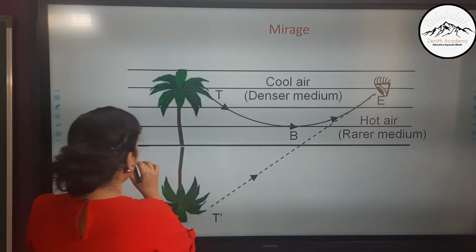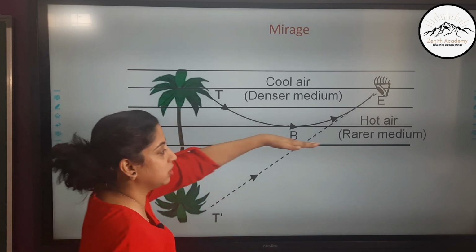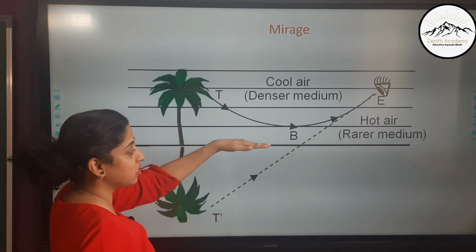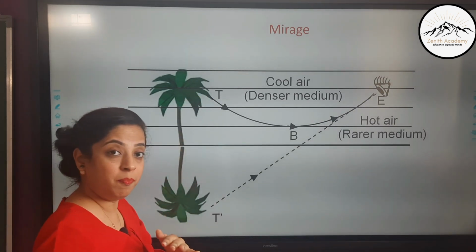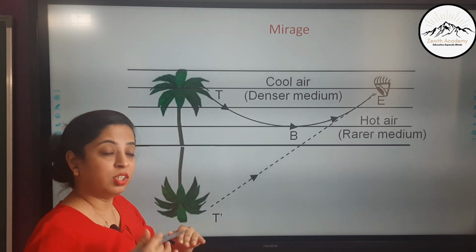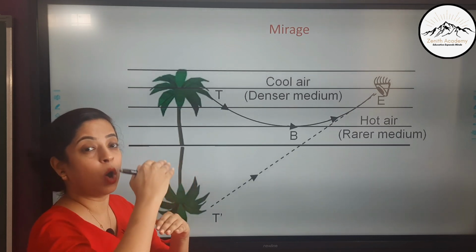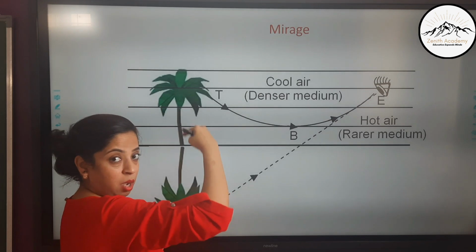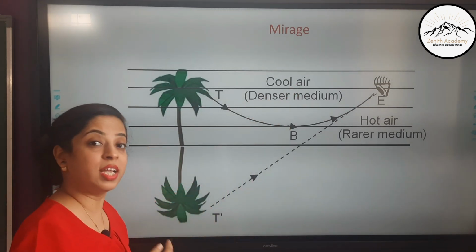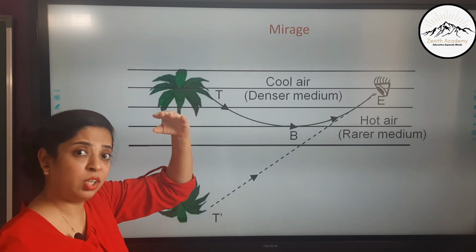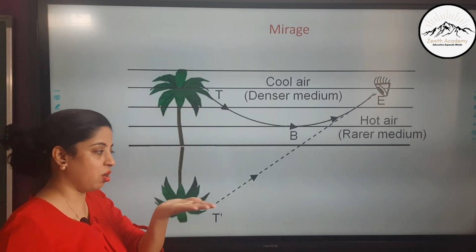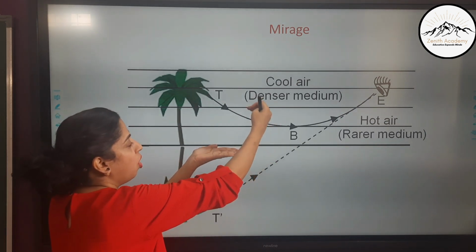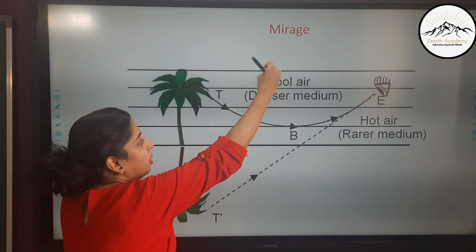Okay, so if you see, this is the surface, this is the ground, and here is the observer and there is a tree. Near the surface, the temperature is very high, it's a hot desert, the sand is very hot, so the air just above the sand will be extremely hot, so its density will be less, and as you go up, there is cool air above it, so the medium becomes more dense. The density keeps on increasing because it is getting cooled. So if this is your surface, this layer will be a rarer medium, and as you go above, this layer will be a denser medium.